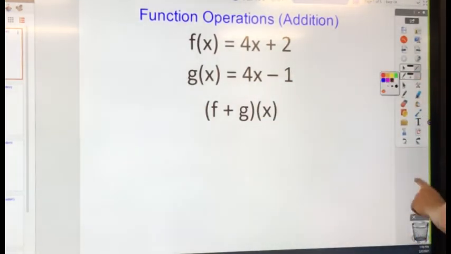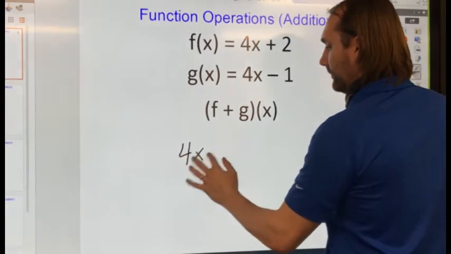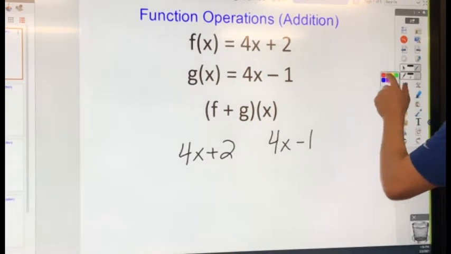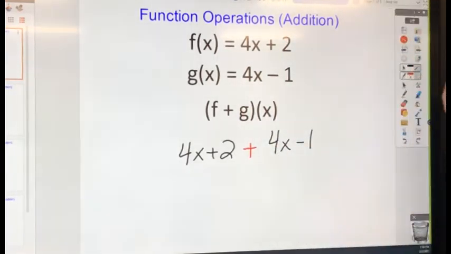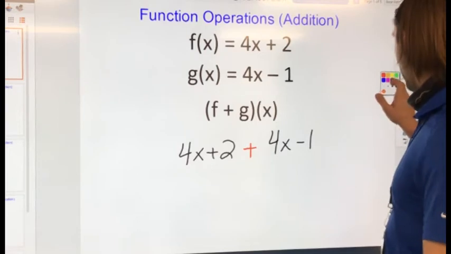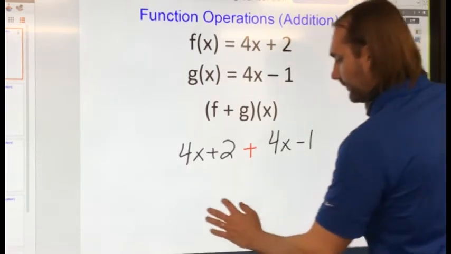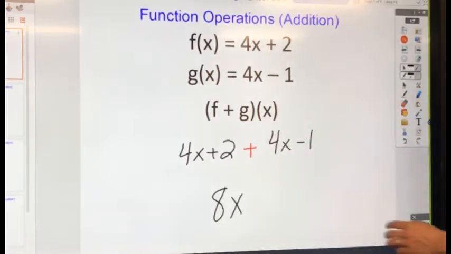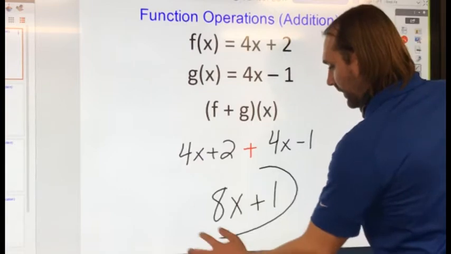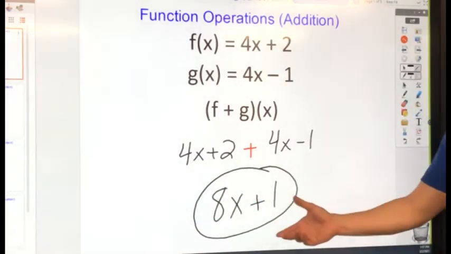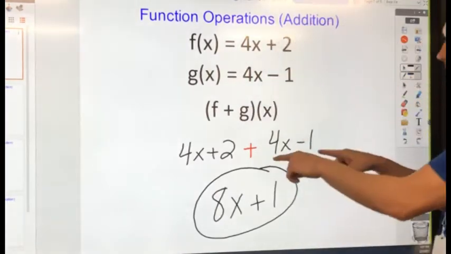When I want to add these two together, I'm going to write my first function and my second function, and basically just slap a plus sign in between the two, like so. Now I want to combine like terms. Let me look at my x values. I have 4x and 4x, which gives me 8x. And my constant, 2 minus 1 is 1. So 8x plus 1. I'm not going to go into too much detail with adding function operations. You should be able to do this in your sleep. So take two functions, add in a plus sign, and combine like terms.